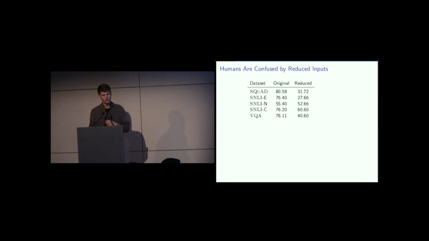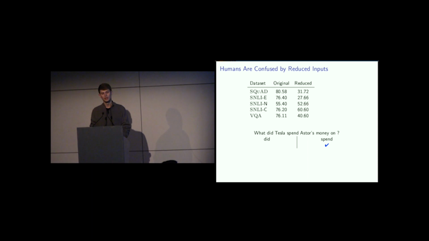On the left column, we showed humans the original input and plotted their accuracy for different tasks, breaking SNLI into its 3 different classes. And we see humans are getting about 80.58, for example, on SQuAD. On the reduced inputs, these short nonsensical ones, the humans are getting 31.7. So you see the significant drop in human performance, yet the model is still predicting its same answer, so it's getting high accuracy.